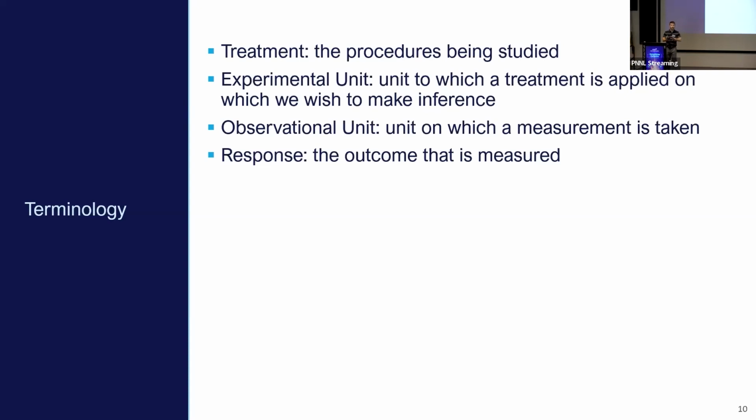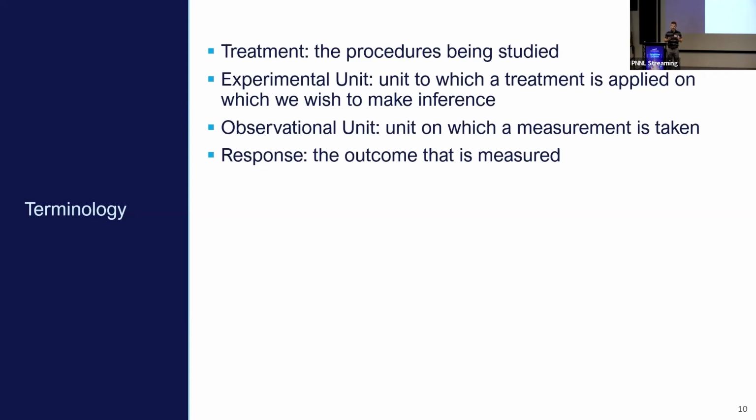I've noticed that already in these past three slides, I've gone over some terminology and keywords, so I think it's important to stop now and go over what some of those definitions are. The first thing is the treatment, and that's the procedures being studied. If we are having an experiment and we're trying to test if one drug is better than the other, those two drugs are going to be the treatment being applied. The experimental unit is the unit to which the treatment is being applied and that we wish to make an inference on. In comparison, we also have an observational unit.